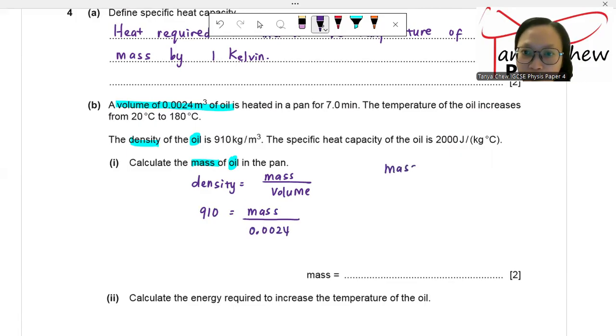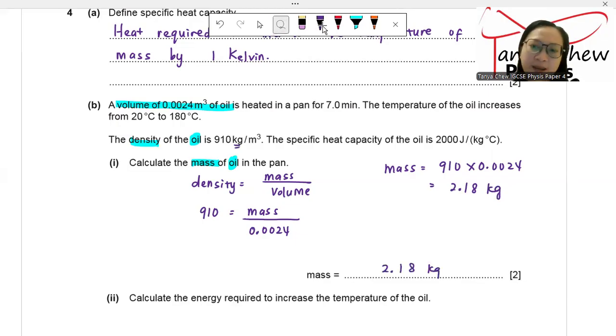Therefore, do your cross multiplication. Mass is 910 times 0.0024. So the answer is 2.18. How do I know the unit of the mass? This is kilogram. So just put it in kilogram. So you can put it in terms of two significant figures, which is 2.2, right? 2.18 kilogram can also be accepted, or 2.2.